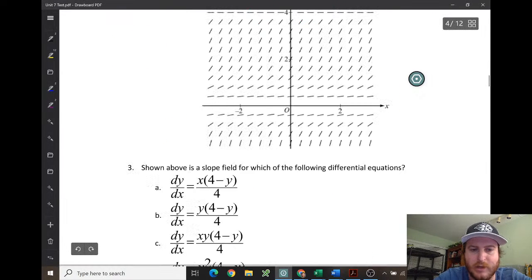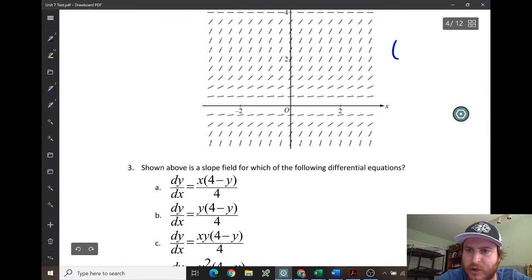All right, next up we have question 3. Shown above is a slope field for which of the following differential equations? There are a lot of different ways to do this, but the way I really like to do it is to just plug in a point from each quadrant. So I'm going to start off plugging in 1, 1, right? 1 for x, 1 for y. That's somewhere around here, right? 1, 1, which is an increasing positive slope. So I should get a positive dy dx.